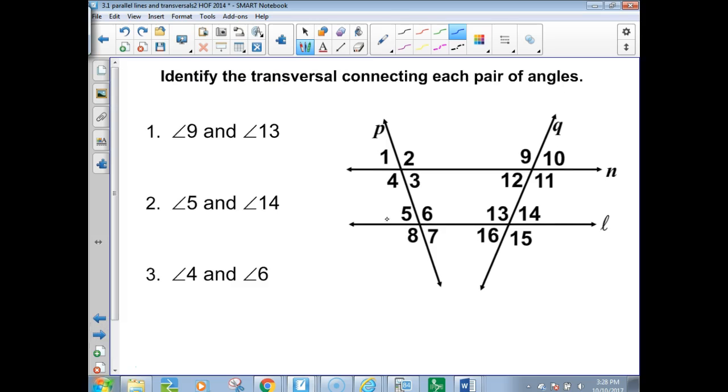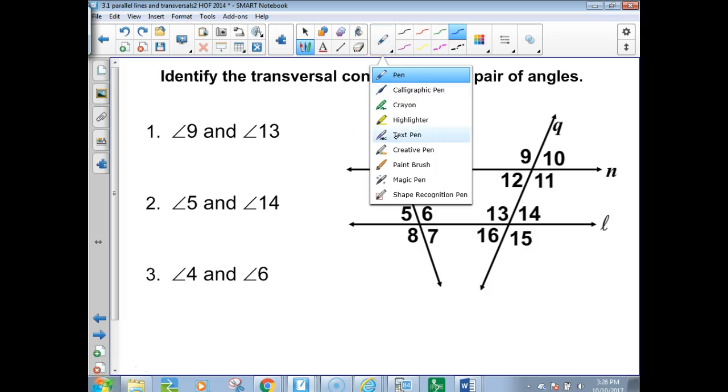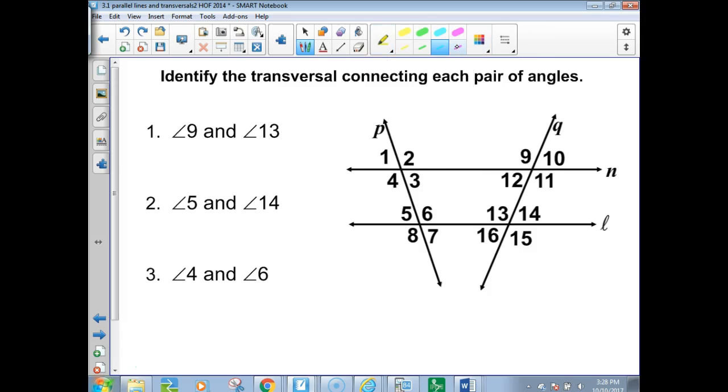Okay. One last thing before we go today, then you're going to be doing all the problems after this. No, not time to go. I need you. Real quick. 9 and 13. See where they are? What would the transversal be? Line Q. Okay. 5 and 14. What is the transversal? That would be the line that's making those angles that goes through two lines. So it's L. You are right. And finally, what would be the transversal to 4 and 6? And that has to be line T.